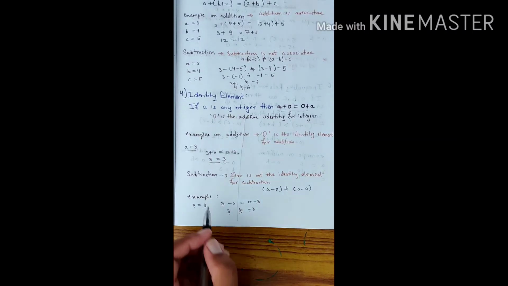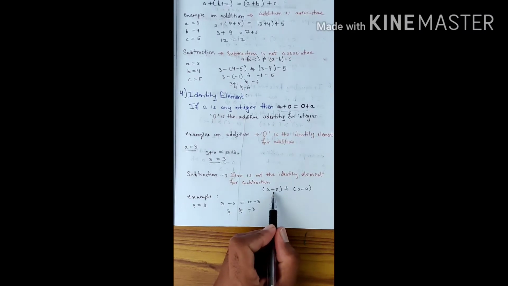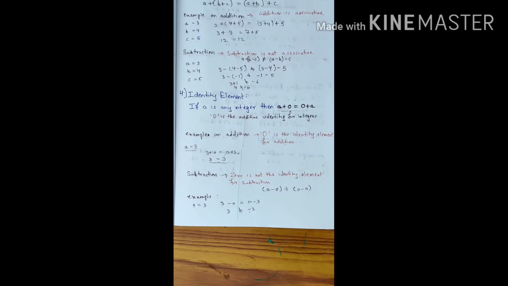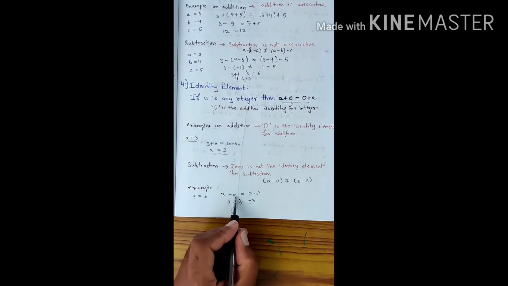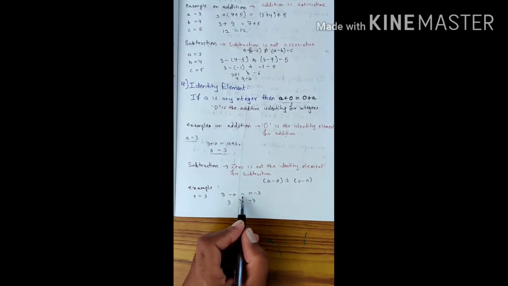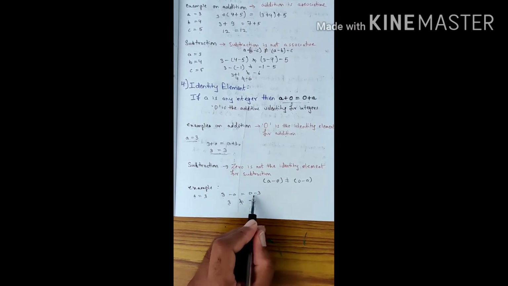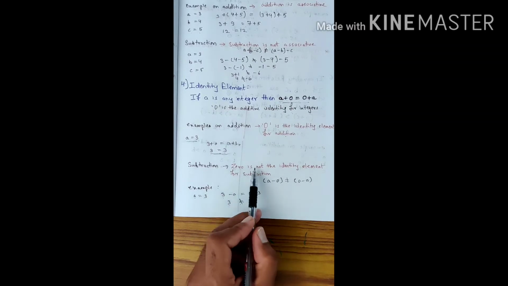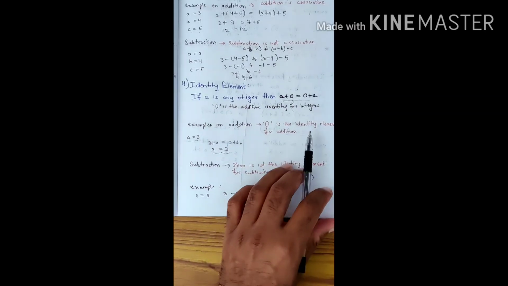Now we'll see for subtraction, does it follow or not? So here a minus 0 is not equal to 0 minus a. Now let us see with the help of an example. Again, if we take the value of a as 3, then 3 minus 0 we'll keep equal to 0 minus 3. So 3 minus 0 is 3 and 0 minus 3 is minus 3. So are 3 and minus 3 equal? No, they are not equal. Therefore, 0 is not the identity element for subtraction.